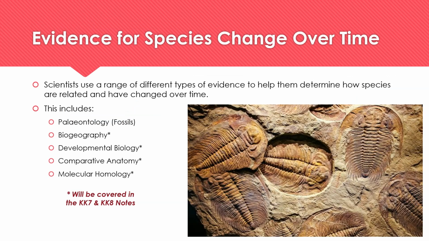So how do scientists come to this conclusion that we've had these species changing over time and the way we think they've changed over time? Well, there's a range of different evidence, and we've got a range listed here: paleontology, which is fossils, biogeography, developmental biology, comparative anatomy, molecular homology.